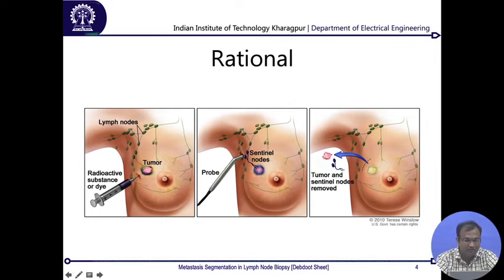So here, generally, what is done is this. If you look at the breast anatomy, around the breast there are a lot of lymph nodes present. In our body we have two sorts of circulation systems. One is the blood circulatory system, in which oxygen and glucose and all of these are transferred, and the other is the lymphatic circulatory system.